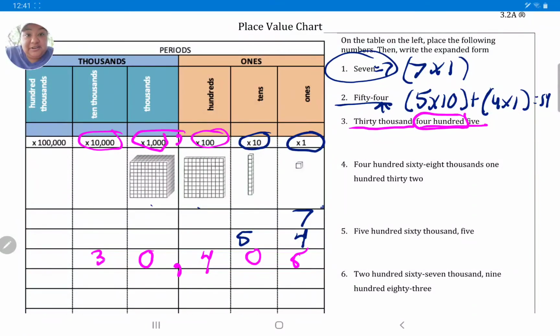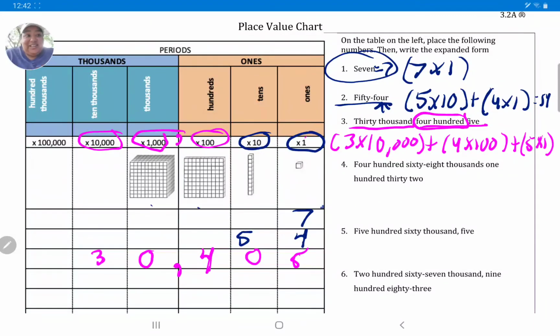So I'm going to start here. So I have 3 10,000. So I'm going to do 3 times 10,000 plus, do I have to put 0 times 1,000? No. What will be my next number? 4, and where is it at? Okay. And then no tens, and I have 5 ones.